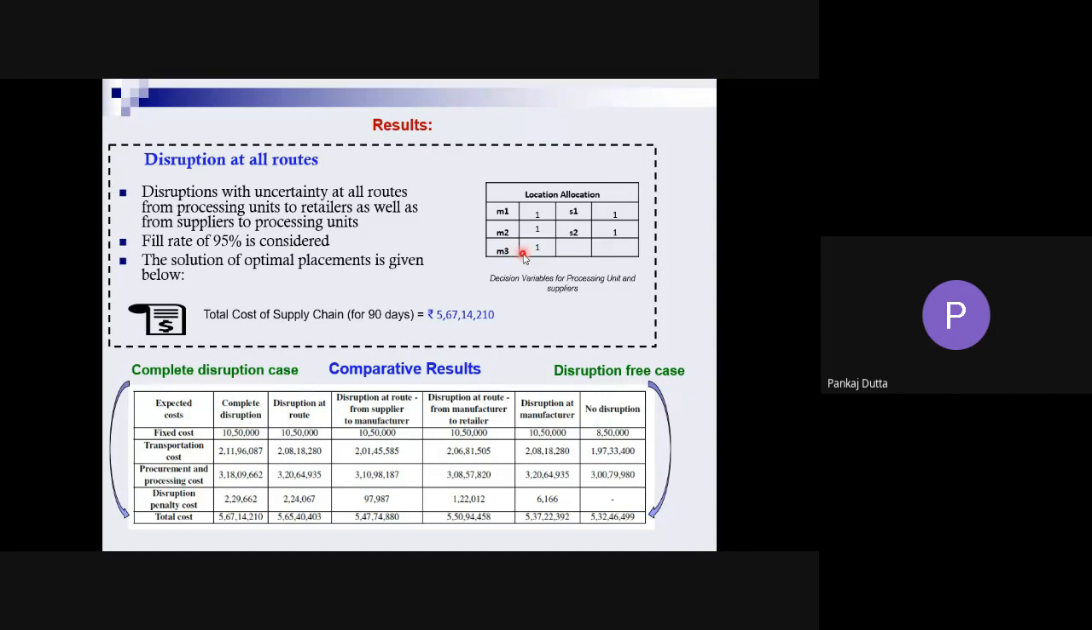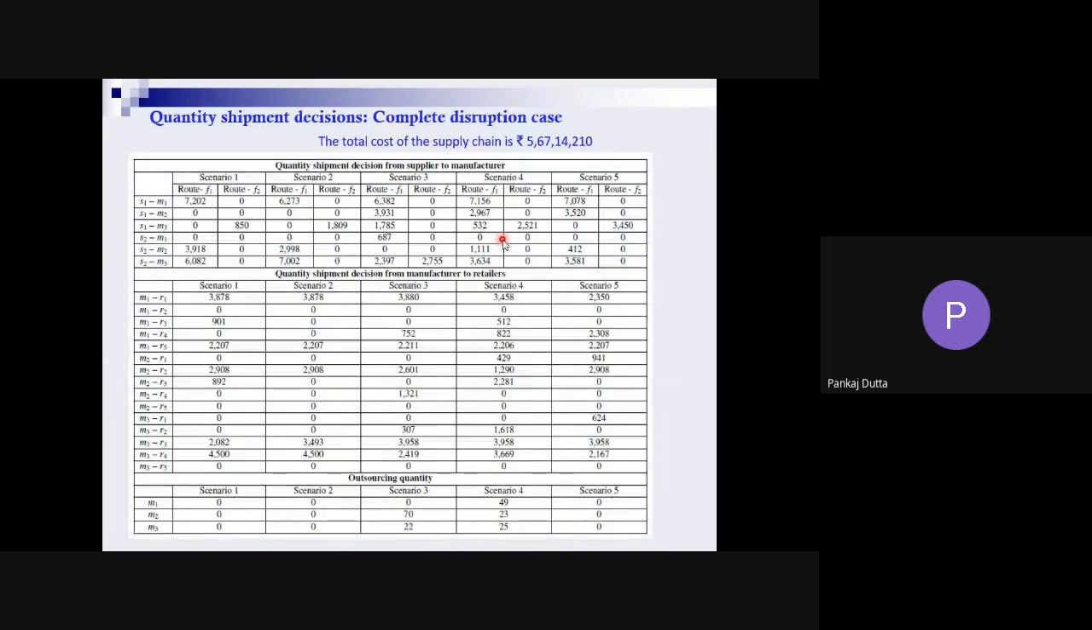supply chain cost. You might say, sir, in that case the maintenance cost of the manufacturing plant will increase. It might increase, but if we focus only on the supply chain, the best is that in all disruption cases, you should utilize all three plants. Otherwise, you can go with only the first two plants. Those are the findings we found.